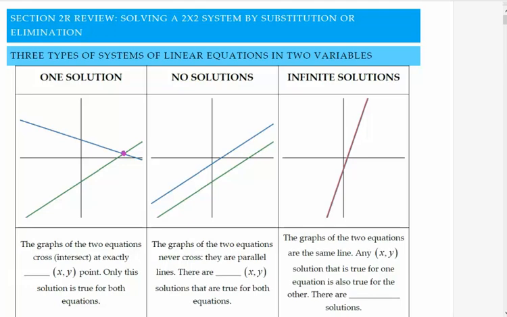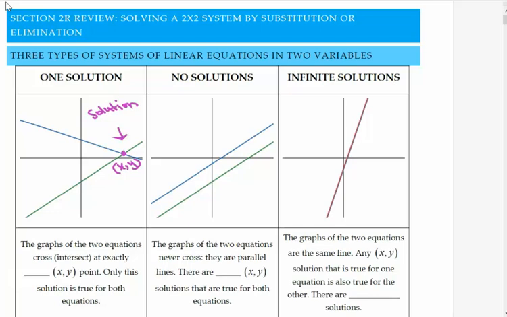And that point in which they are intersecting is called the solution. It is a point that exists on both of those lines, and it's the only point that exists on both of those lines. So we want to keep in mind that our solution is going to be some x and y coordinate. That's one thing that can happen: we can have one solution.